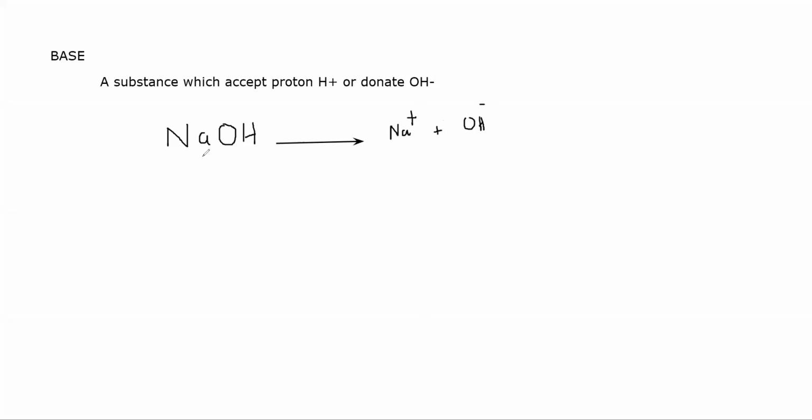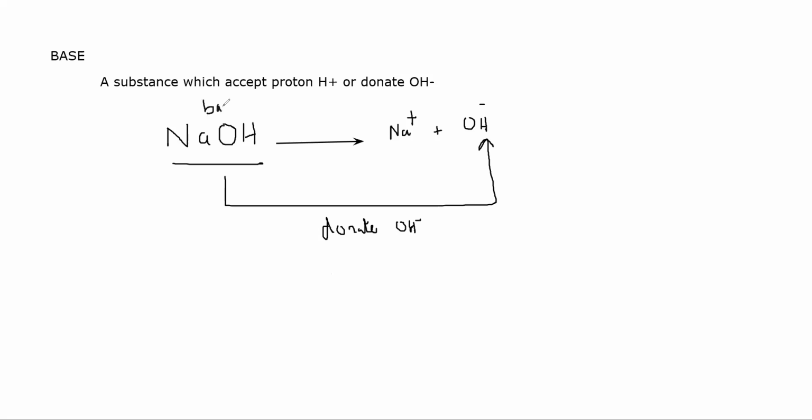So when it dissociates, or breaks down, into Na plus and OH minus, as you can see, this substance is giving OH ion. NaOH gives out OH ion in the solution. So whenever a substance is donating OH ion, what do we call that substance? We call that substance a base. So the definition of the base: bases are OH ion donors. This is one. The second definition is that it accepts protons.